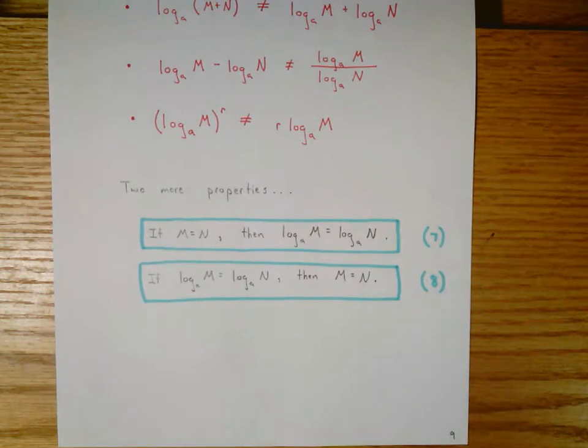the arguments themselves had to be equal. Of course, for these properties, remember that our arguments have to be positive numbers and our bases have to be positive numbers. So a, m, and n are positive in all of these situations. Go ahead and pause the video and write down these two properties.